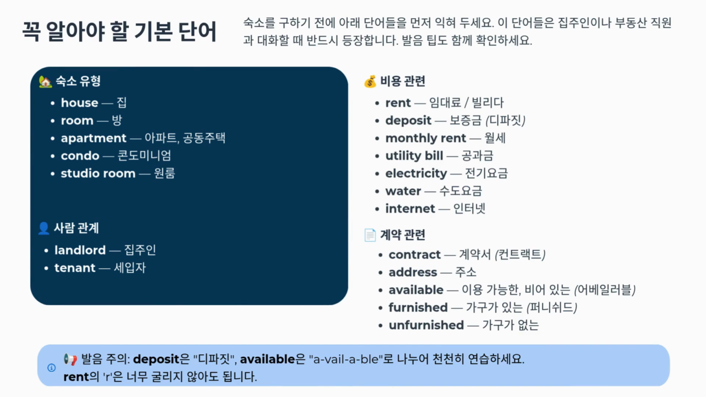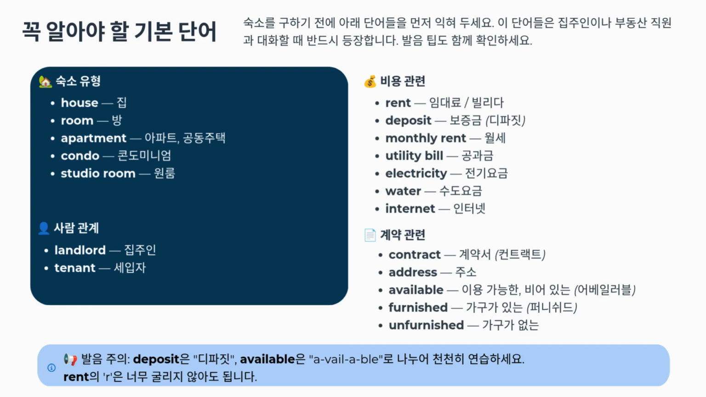Before looking for accommodation, learn the basic words that appear in real conversations. A house is a separate home, a room is one part of a building, an apartment or condo is a unit in a shared building, and a studio room is usually a small one-room space. The landlord rents out the property, while the tenant lives there and pays rent. Monthly rent means wolsey, and a deposit is money paid before moving in.